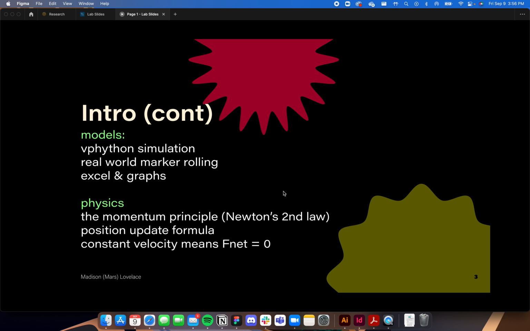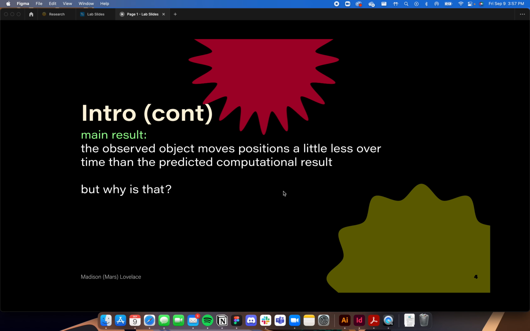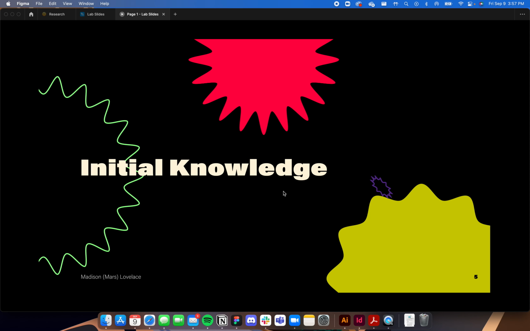We use VPython, a real-world marker and rolling, and Excel graphs, and use the knowledge of the momentum principle from Newton's second law and the position update formula. Also, if the object moves at a constant velocity, that means its Fnet equals 0. The observed object moves positions a little less over time than the predicted computational result, and I'm going to take you into why that is.